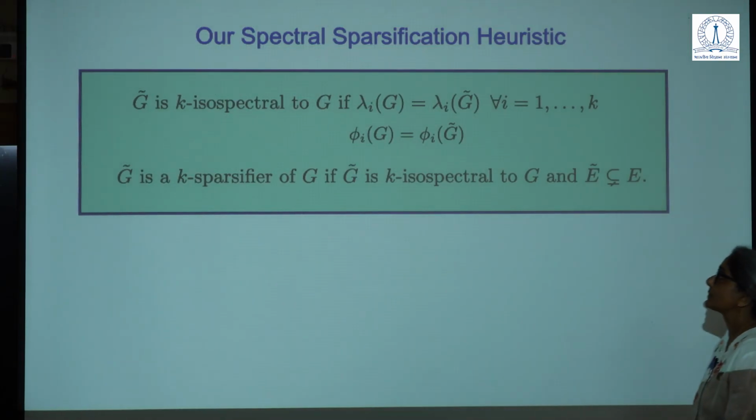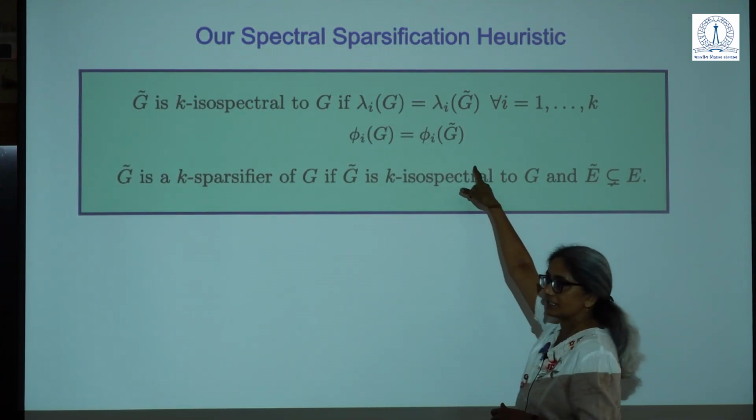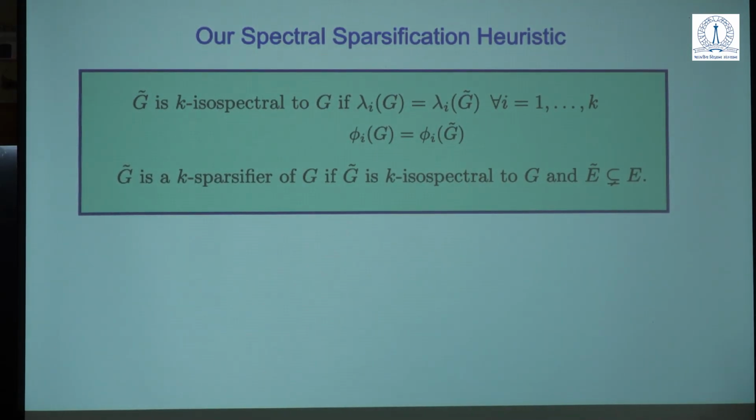Okay, so here is our spectral sparsification heuristic. So I'm going to call G tilde K-isospectral to G if lambda i of G and lambda i of G tilde are the same for i from 1 to K. Okay, so I want the first K eigenvalues of G and G tilde to be exactly the same, but I want more. I also want the first K eigenvectors of G and G tilde to be the same. Okay, so it's very strong. Because I want my Fiedler vector and all that, I want to keep it intact.